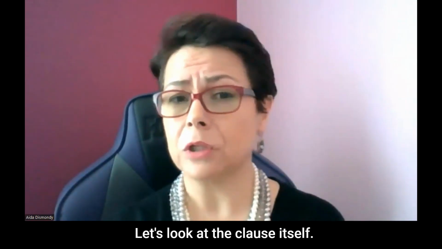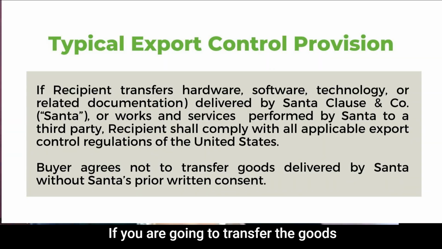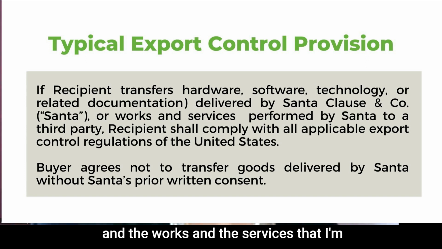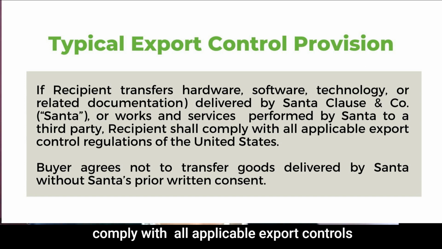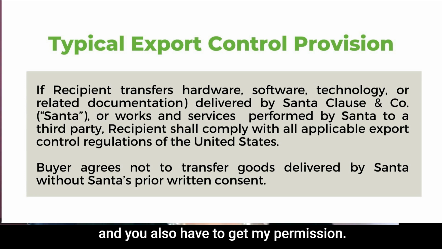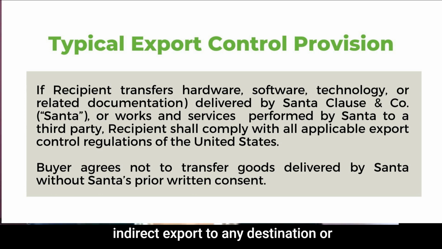Let's look at the clause itself. If you're going to transfer the goods and the works and the services that I'm giving you to a third party, you have to comply with all applicable export controls, and you also have to get my permission. In addition, if you are going to do an indirect export to any destination or person, you are also not to disclose it or to export it, and this clause is going to survive the contract.